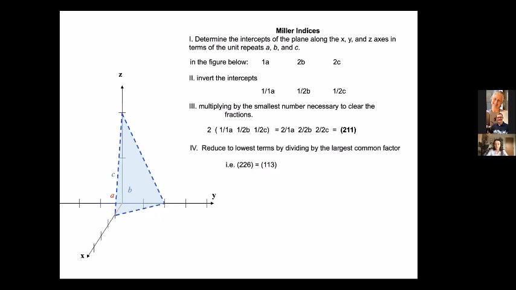The next step is to reduce your answer to lowest terms by dividing by the largest common factor. In the case of the (2 1 1), we already have it in lowest terms. So let's take the (2 2 6) for example. If you were to go through steps 1 through 4 and got (2 2 6), this would not be the Miller index because Miller indices are only found in lowest terms. Reducing the (2 2 6) would then give you the Miller index of (1 1 3).